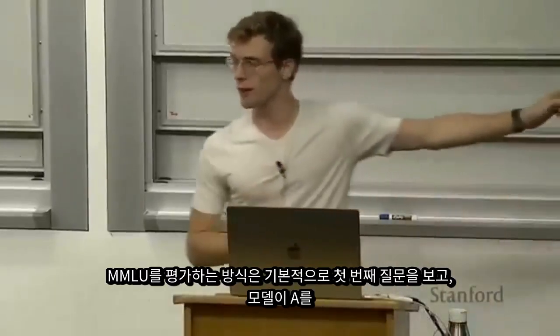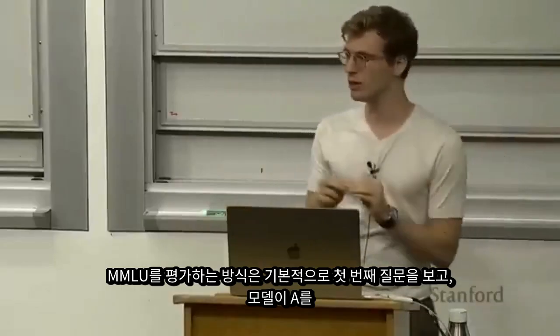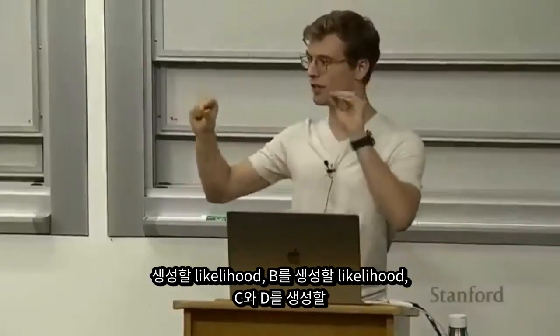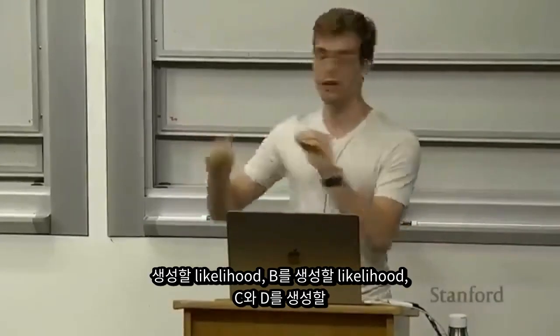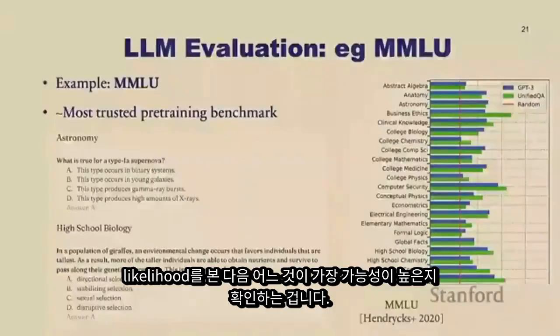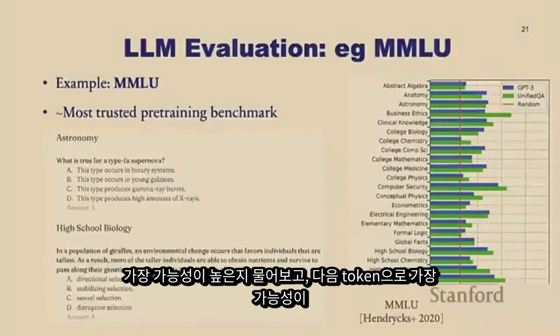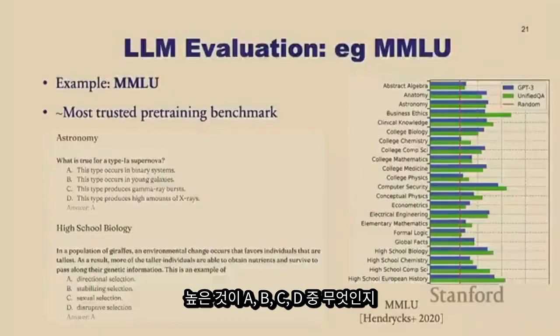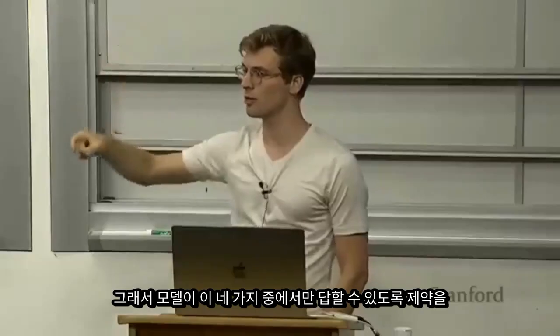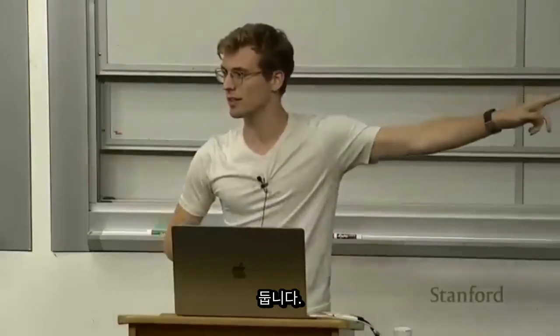The way you would evaluate MMLU is basically either you ask the first question, and then you look at the likelihood of the model generating A, the likelihood of the model generating B, C, and D, and you look at which one is the most likely. Or you can ask the model, out of A, B, C, D, which one is the most likely, and you look at whether the most likely next token is A, B, C, or D. So you constrain the model to say it can only answer these 4 things.